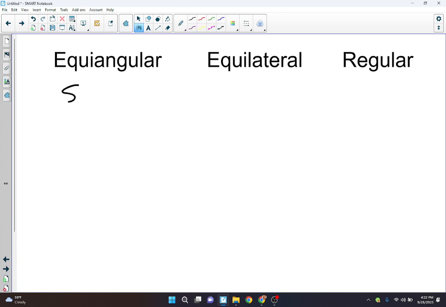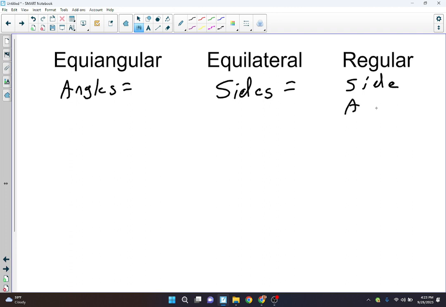Equilateral means all sides are equal. Wait, why are you writing that? Oh, equiangular. Yeah, you're right, I did say equilateral. So equilateral means all sides are equal. Equiangular is all angles are equal. And regular is both sides and angles are equal. So it's both equilateral and equiangular.